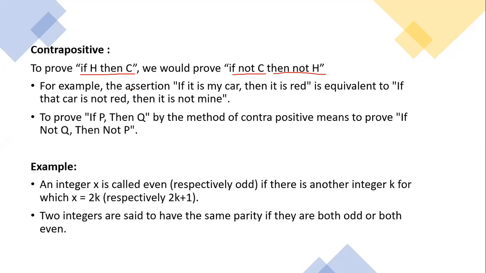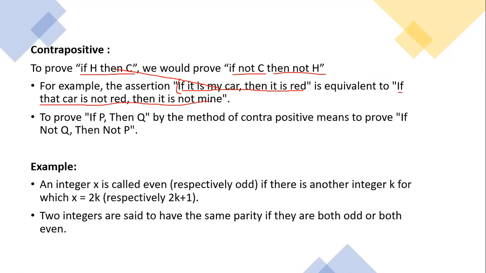For example, here we have one example. If it is my car, then it is red. This is equivalent to if H then C. How can I say this statement in the contrapositive manner? If that car is not red, then it is not mine.